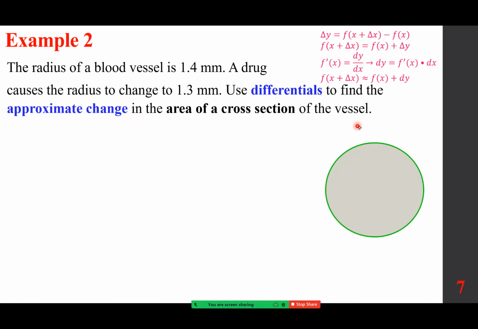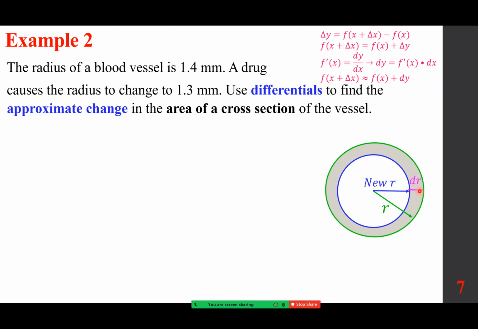And it looks like that, with some radius to begin with. In this case it is 1.4. It becomes smaller because that's what the drug does. It goes from 1.4 to 1.3. So this is the original radius R, and this is the new R. So that means 1.4 has gone down to 1.3. And the difference between the two, this much, is dr.